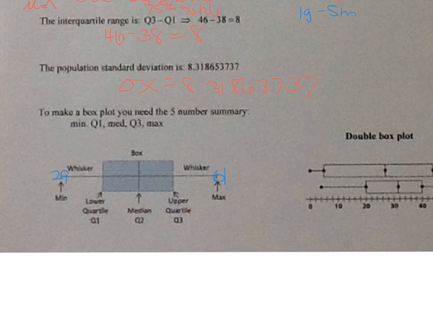And then I would put my lower quartile, which is 38 here. And this would be 40.5. And then this would be 46. And the box here represents 50%. Each piece here, each one of these represents 25%. And that's pretty much it.